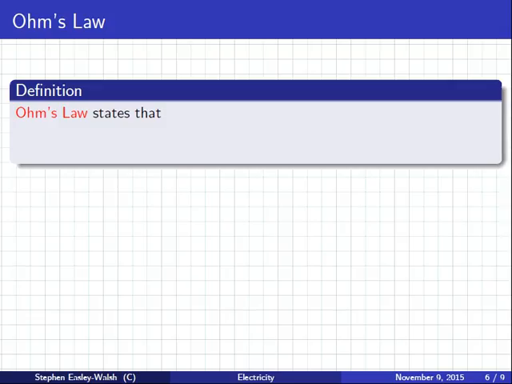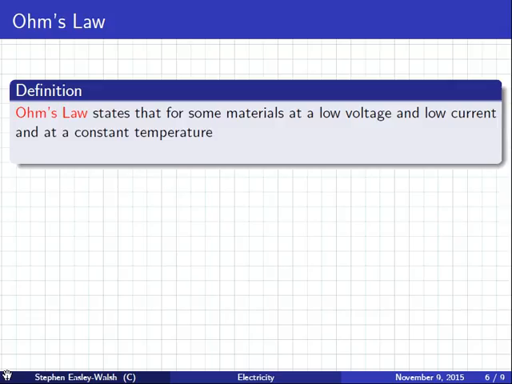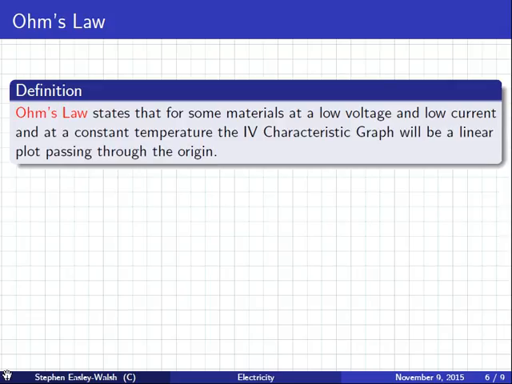Alright. Does anyone know Ohm's law? No? You don't know Ohm's law. You were probably told Ohm's law is V over I is resistance, or resistance equals V over I, maybe? Does this sound familiar? No. Maybe you were told the right one. What about the graph? Ohm's law states that for some materials at low voltage and low current and a constant temperature, the IV graph will be linear, passing through the origin. This is Ohm's law.